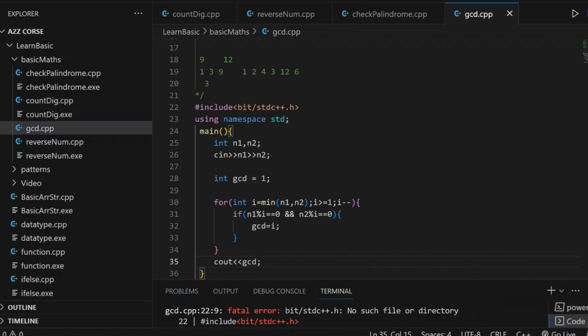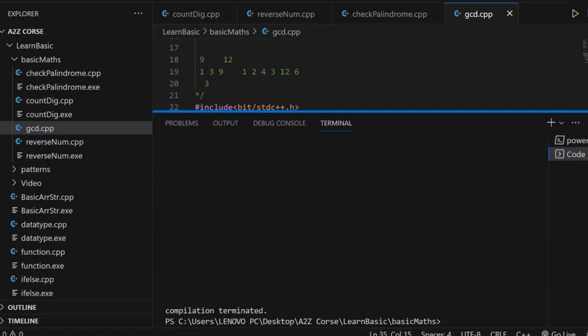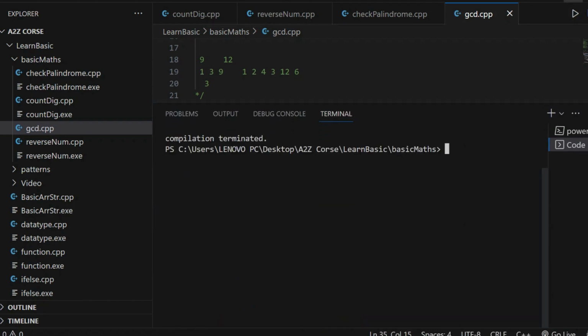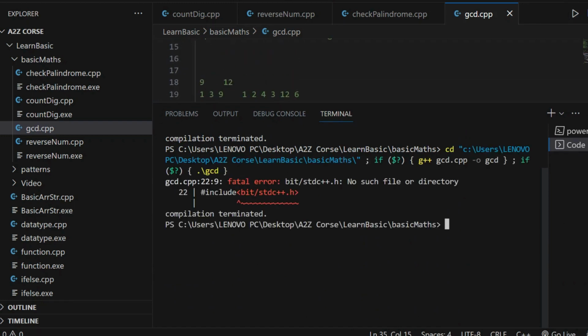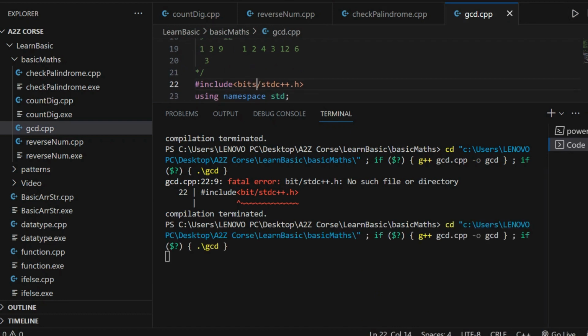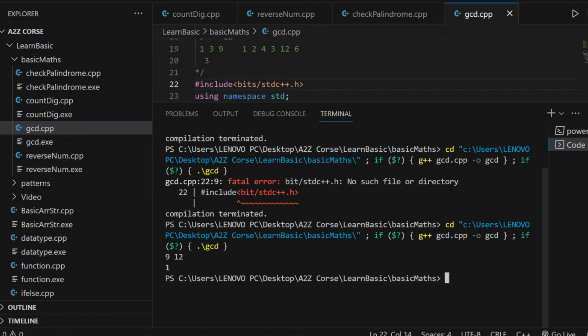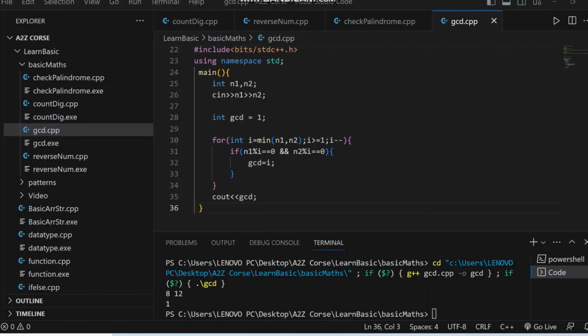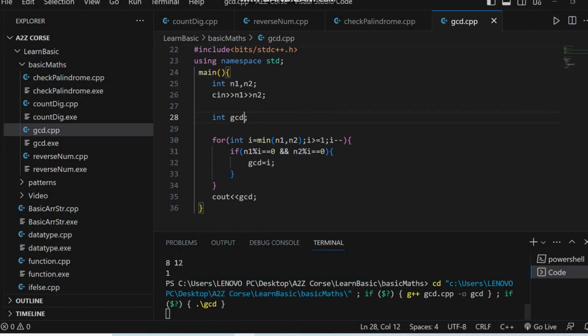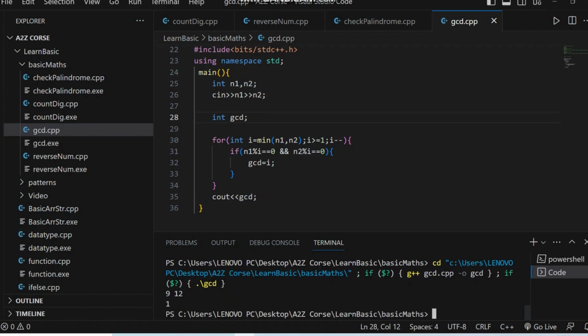As I run the code, wait a minute. I save and run the code, and I enter 9 and 12. Just wait a minute guys, for the compiler. It gives us 1. Why? The problem is in the initialization, I initialized it as 1, that's why it's a problem. Again I run it, and it again says 1.